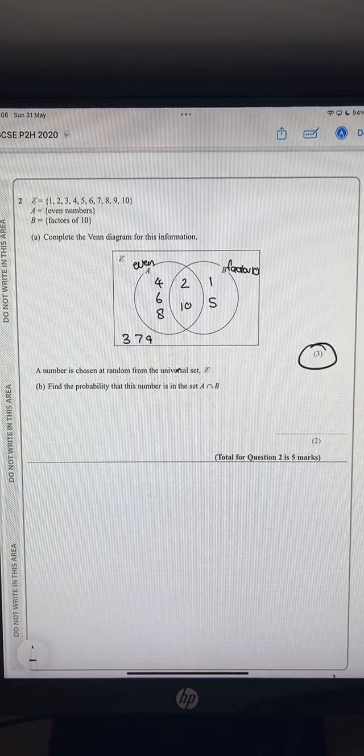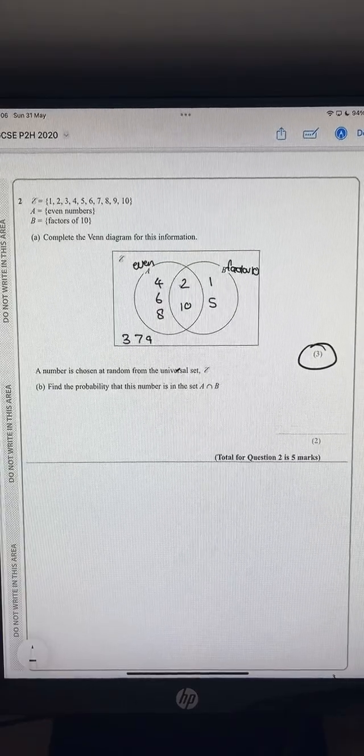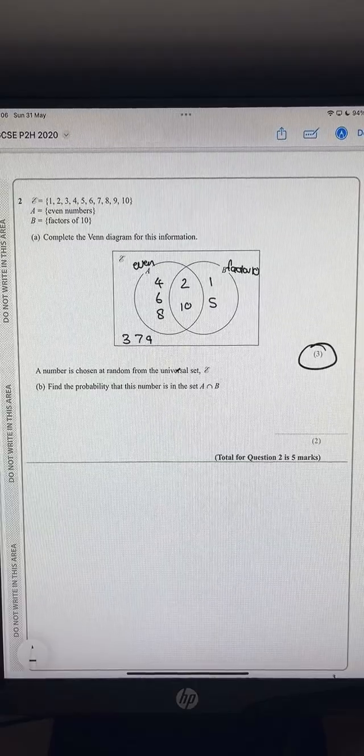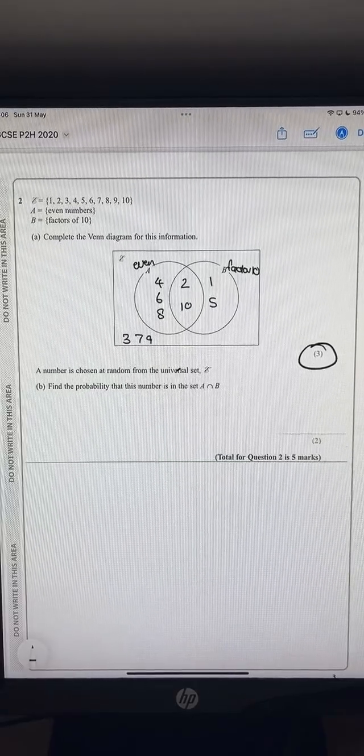So for this one, just go through one by one and decide, is it this? Is it this? If it's neither, put it outside. If it's both, put it in the middle. Just one by one, take it through, and then obviously double check.